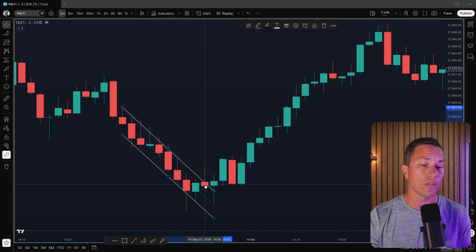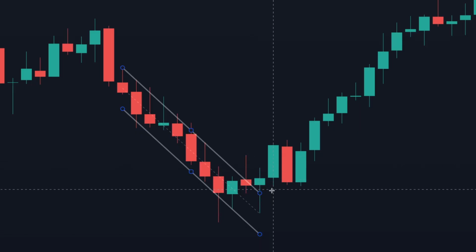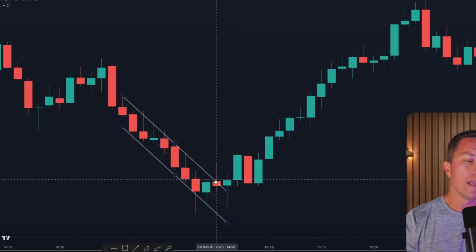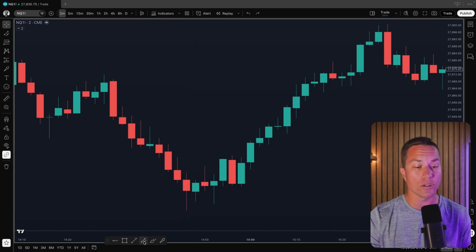Once we break out, you'll see there's this red candle here. We push up, we push out, but the second candle here is the green one. You can see we actually retest inside of this channel, but then we use that as support to then push up. So that's one example of a channel. Let's go ahead and remove that, and I want to show you another one.